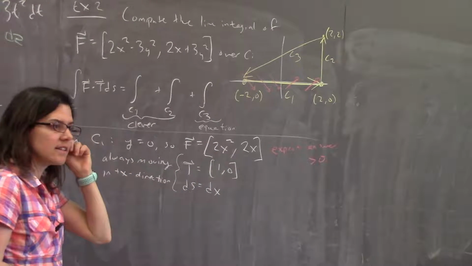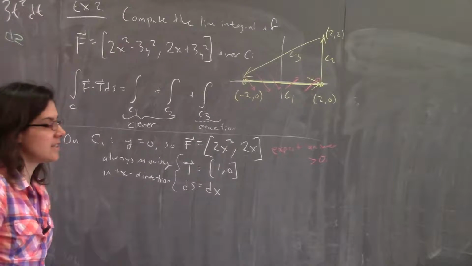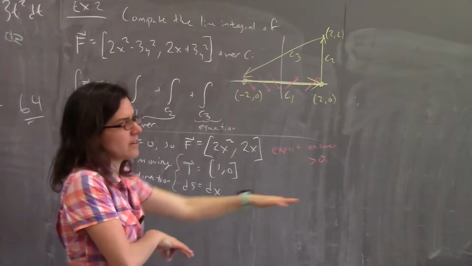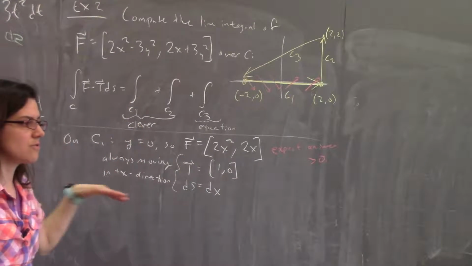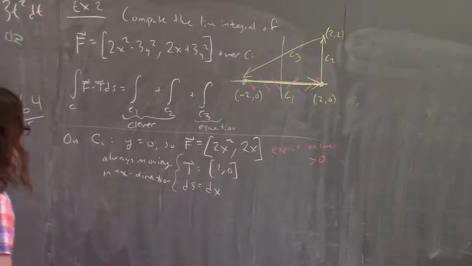Does the fact that we're on the line y equals 0 have any impact on the unit tangent vector? It does not matter that we're along the line y equals 0 for the unit tangent vector. It's just the fact that we're going to the right. It just tells you the direction that you're going. Okay, so let's try to set this up.